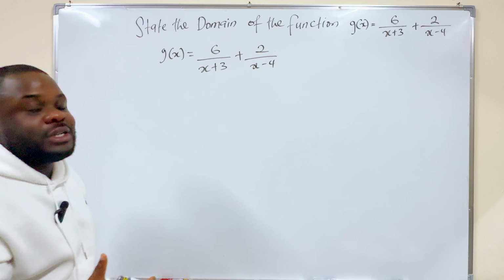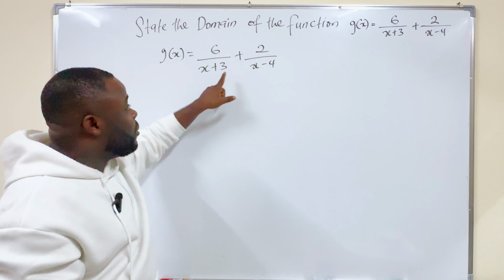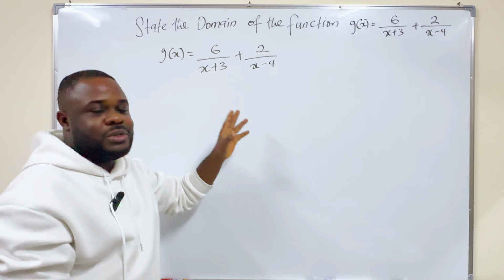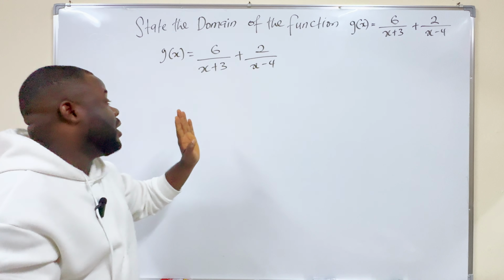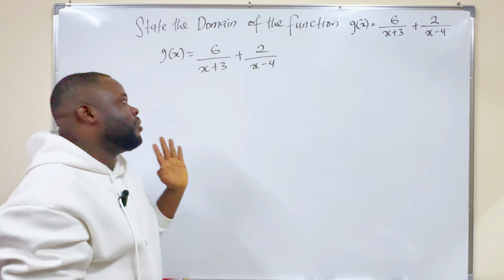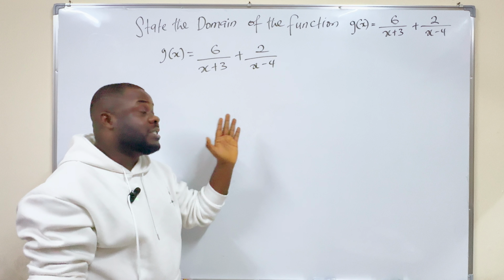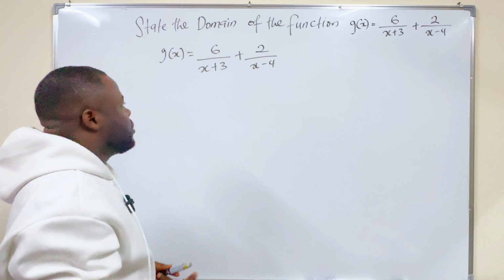So with this, what are we to do? The first thing we need to make sure is that none of the denominators of these two rational expressions are equal to 0. None of them must be equal to 0, because if any of them equals 0, that means this is undefined. So how do we do that?